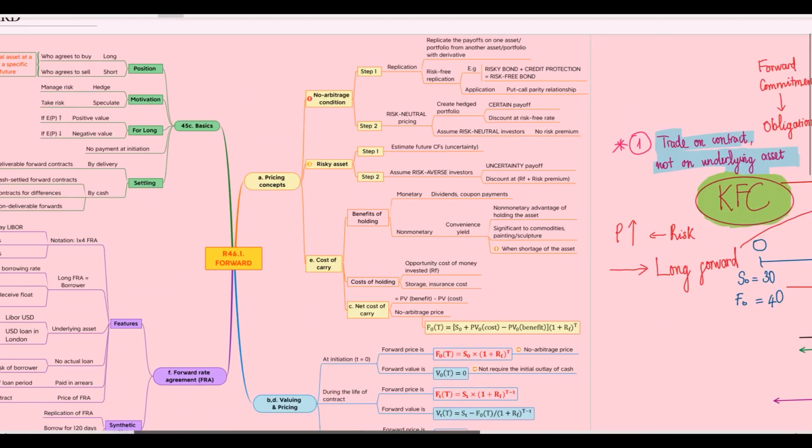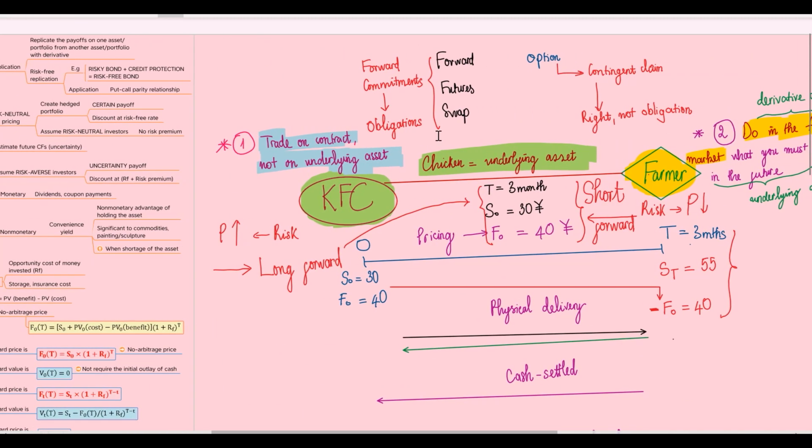Okay, so we have four main types of derivatives: forward, futures, swap, and options. And they fit into two groups. For the first group, we have forward, futures, and swaps. We call them forward commitments. They contain obligations. That means you have to carry them out. No running away, okay?